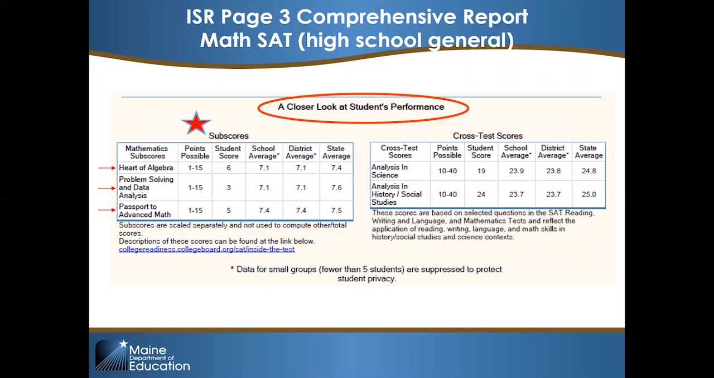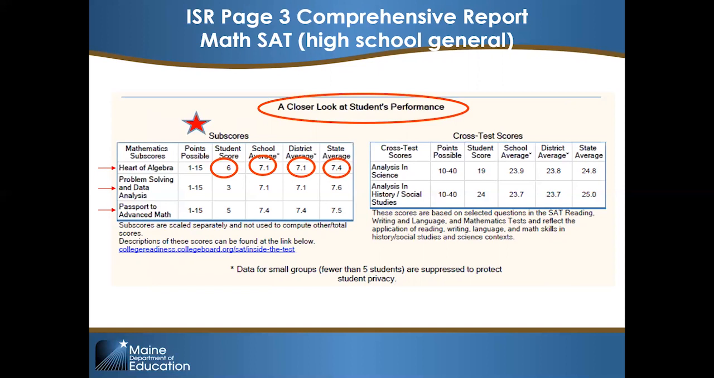This chart provides information about how the student performed on math subscore categories compared to other high school students within that school, district, and state. The chart shows Cora received 6 points on assessment items that were about algebra. Animo High School scored an average of 17.1 on algebra items. Lenox District scored an average of 7.1, and the state scored an average of 7.4.